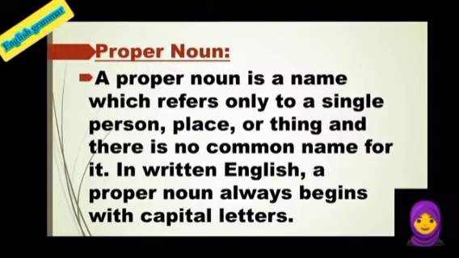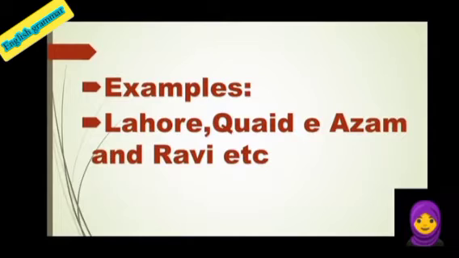Proper noun. What is a proper noun? Proper noun is a name which refers only to a single person, place, or thing, and there is no common name for it. In written English, a proper noun always begins with capital letters. For example, Lahore, Qaid-e-Azam, and Ravi, etc. Here, Lahore refers to only one particular city, and Qaid-e-Azam refers to a particular person. There is no other person named Qaid-e-Azam. So we can say proper name is a particular name of a person, place, or thing.